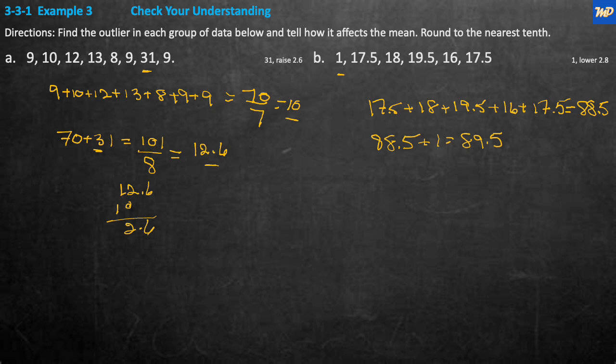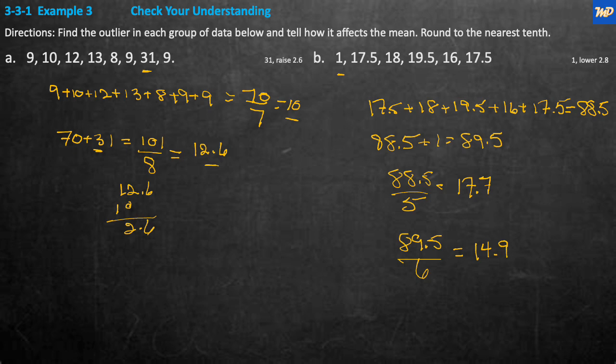What do we do with 88.5? We divide it by 1, 2, 3, 4, 5. 88.5 divided by 5 gives us 17.7. And if we take 89.5 and divide it by 6, one more, we get 14.916, but I'm just going to say 14.9, rounded.